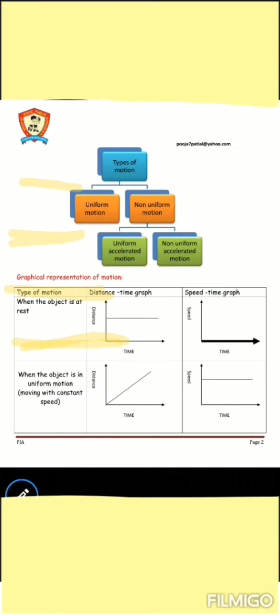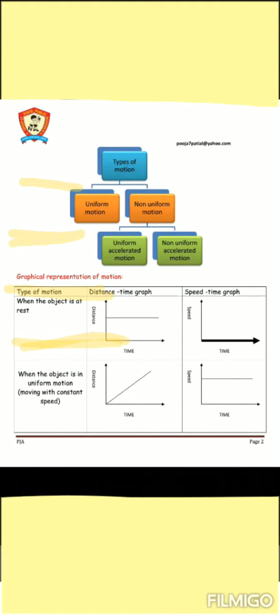See here, just a pictorial representation of types of motion. It is divided into these different types. Here, types of motion: it is uniform motion, then it is non-uniform motion. Non-uniform motion is further categorized into uniform accelerated motion and non-uniform accelerated motion. The most important here is your uniform accelerated motion. This we have to discuss in detail while deriving the equations of motion. Okay, now coming to your graphical representation of motion.